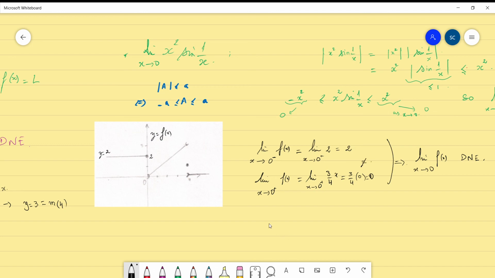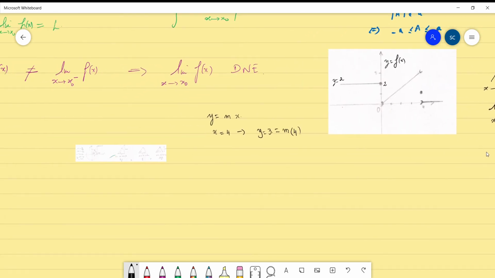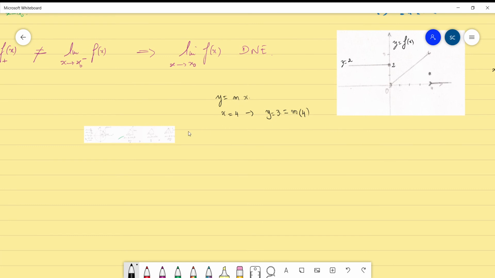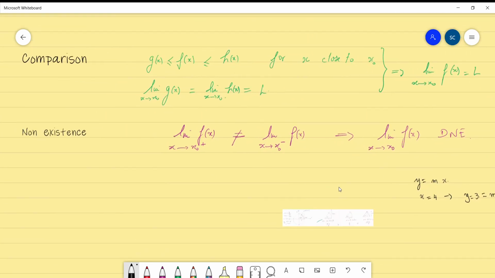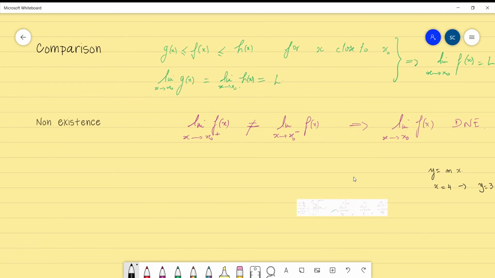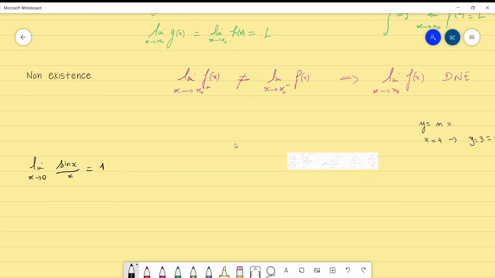Okay, great. Now the last important result you must know is this particular limit of sin x over x as x approaches 0. You are supposed to know this limit, and you can use it in your calculations. The proof of this limit uses the comparison, which is why it is important.